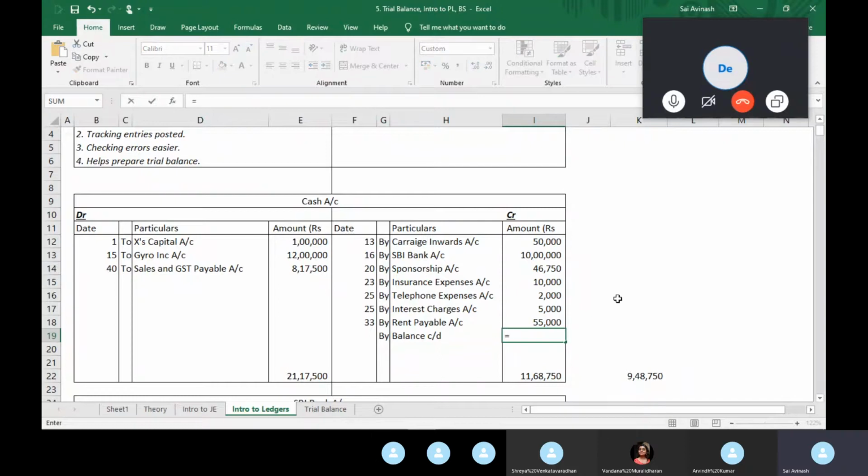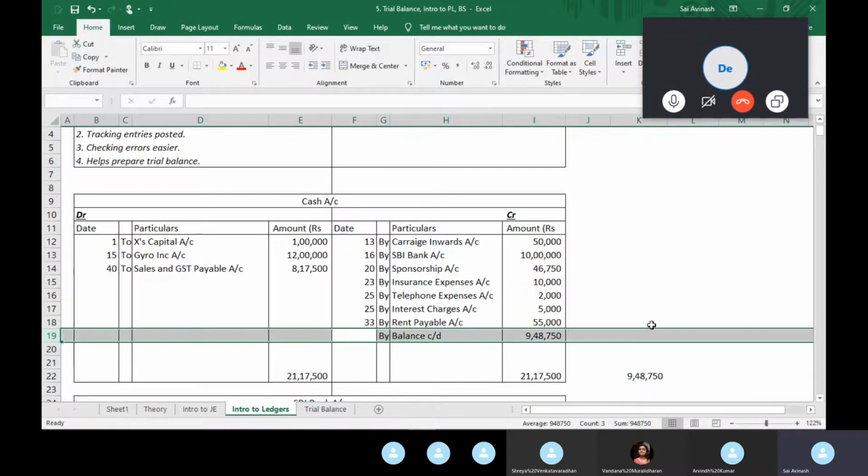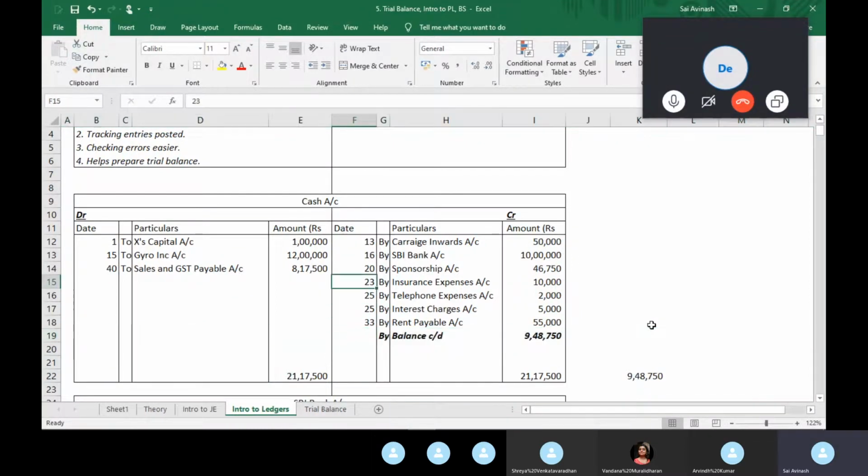And what is the net balance in this account? If you look at it, the net balance is total debits minus total credits, which is 9,48,750. Right. I'll just keep this as the value here. Okay. So the net debit is 21 lakh minus the sum of all of these, which is 9,48,750. So what does this line represent? This line represents that the net balance in the cash account is a debit balance.